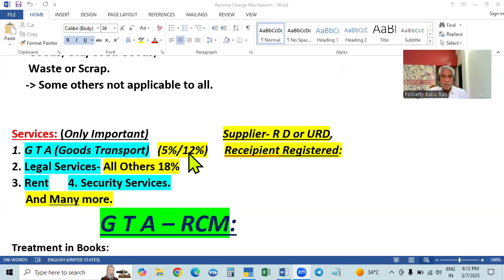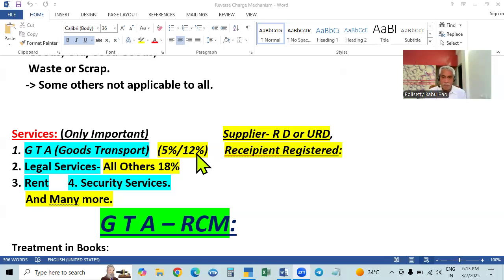In that case, the recipient will not have any RCM liability. If the Goods Transport Agency does not choose 12%, then only 5% RCM is applicable, and the receiver has to pay the tax and claim the ITC. But in the case of 12%, if they choose it, they will charge the GST in the invoice. Otherwise they will not charge the GST. That means in our books also we have to record it and pay the GST to the GTA.